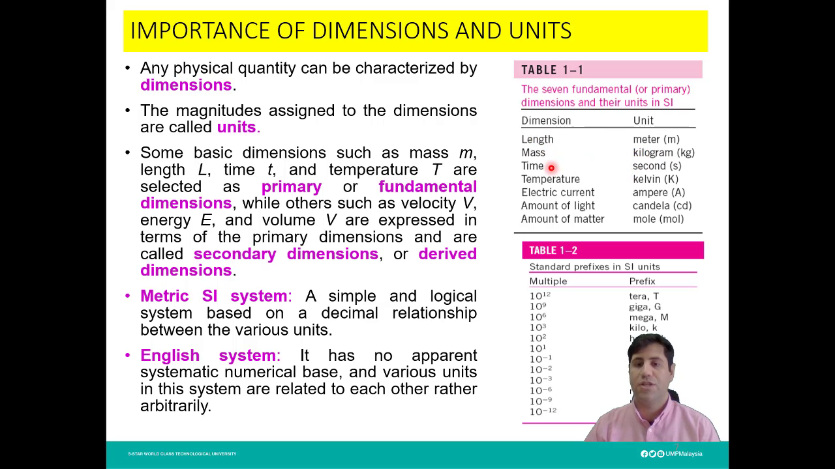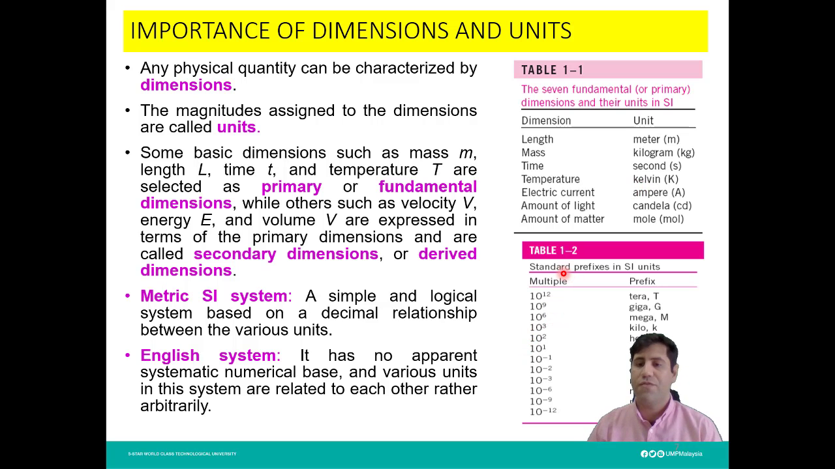Here are the fundamental or primary dimensions in SI units. For length it is the meter, mass kilogram, time second, temperature Kelvin, electric current ampere, amount of light candela, and amount of matter mole. And you can see here one of the important units is Kelvin. This is not Celsius. In SI units, the unit of temperature is not Celsius or centigrade. The unit is Kelvin.